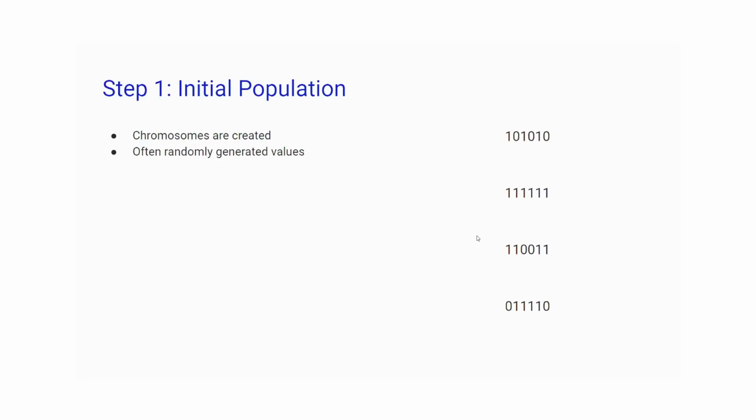So to start in part one, we have the initial population. The chromosomes are created, and they're often given randomly generated values. They can use default sets of data. However, if you're truly following the way of the genetic algorithm, there should be more randomly generated values to create more diversity. And here on the right, we have our four data values that I'm going to be using for the examples coming up.